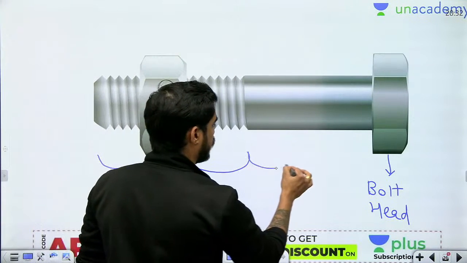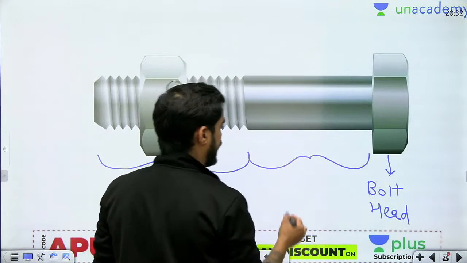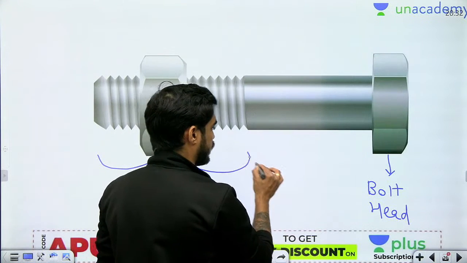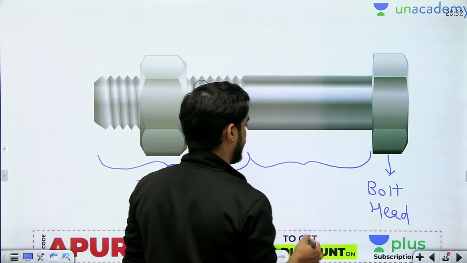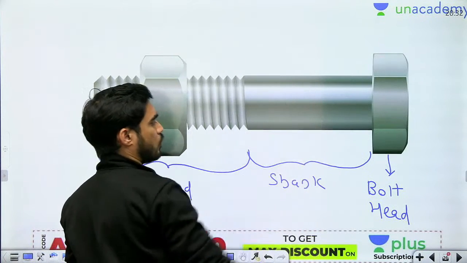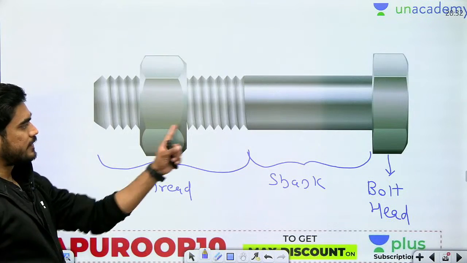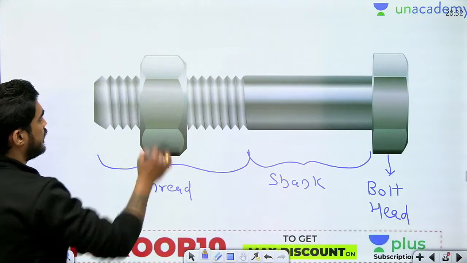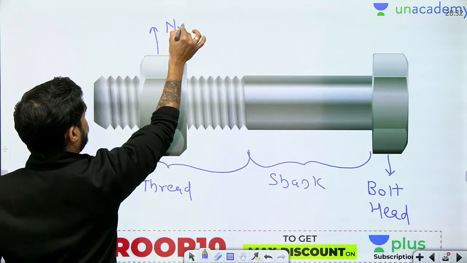and this portion which is unthreaded is known as what? ये जो unthreaded portion है बेटा, this portion which is unthreaded is known as shank. This portion is known as shank. Okay, this is threaded portion, this is shank portion. Okay, then this is known as nut.